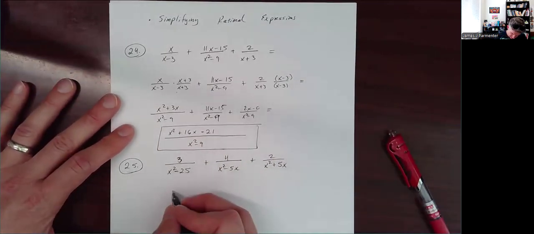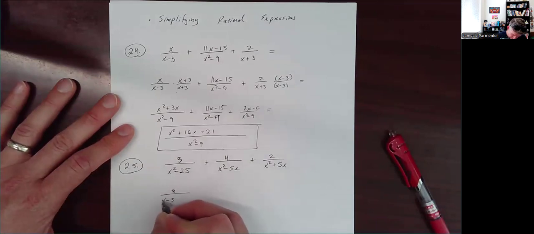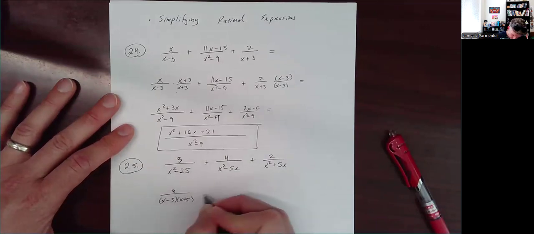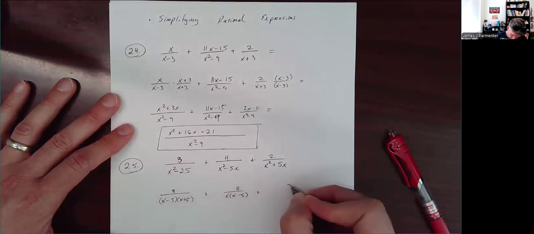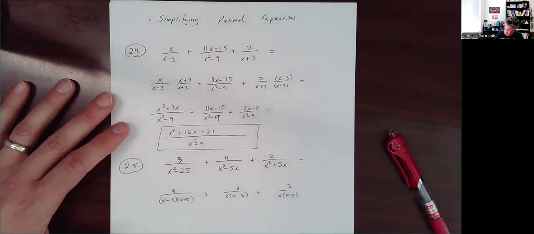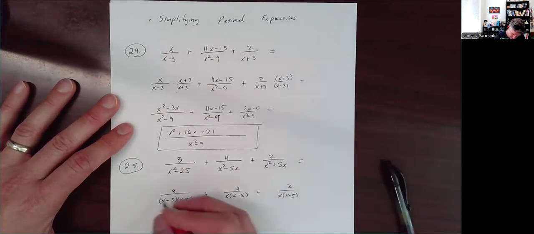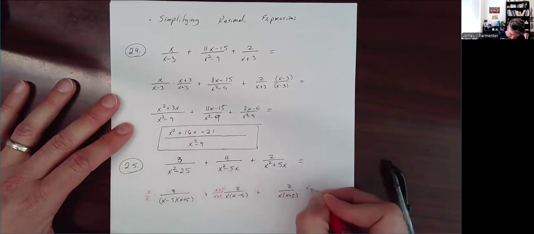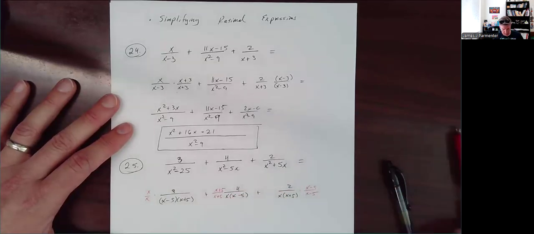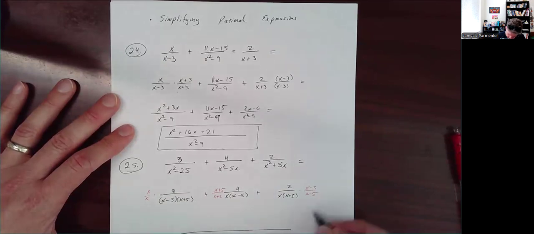Same idea here. If we factor this, we have 3 over x minus 5 times x plus 5 plus 4 over x times x minus 5 plus 2 over x times x plus 5. And we want to get a common denominator, so we're going to multiply this part by x over x, this part by x plus 5 over x plus 5, and this part by x minus 5 over x minus 5. The common denominator is going to be x times x minus 5 times x plus 5. And we don't have to multiply it out.